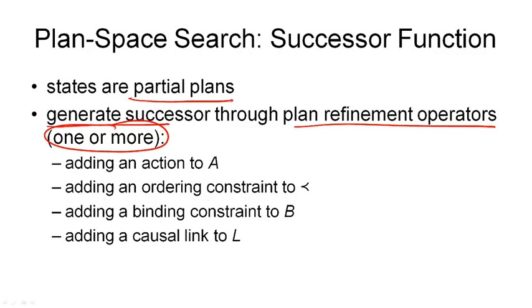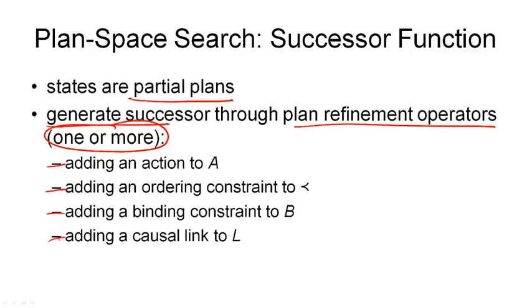So our plan refinement operators are combined to give us the successor function. We use one or more of the following: adding an action, adding an ordering constraint, adding a binding constraint, or adding a causal link to the partial plan we're currently observing. And we want to do this in such a way that our partial plan remains valid. So that means that all the constraints we add as part of our plan refinement must be satisfiable in some way.